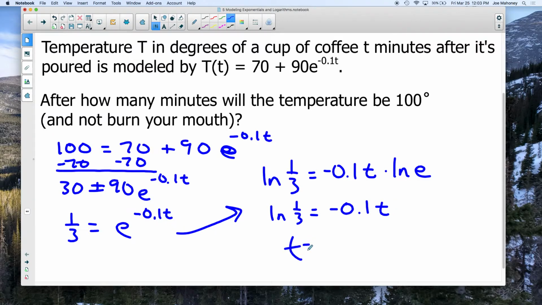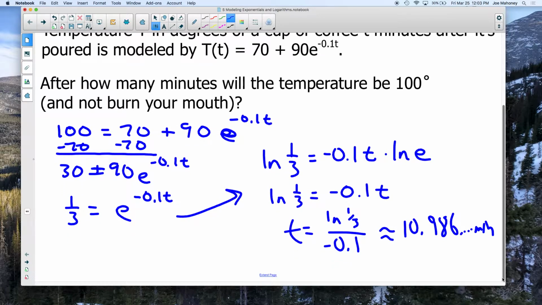So that means our value of t is going to be whatever the natural log of 1/3 is, divided by negative 0.01. And I think if we go to our calculator and hit that, we're going to get about 10.986 minutes. And if you remember when we did this graphically, an answer of 11 minutes seemed to be pretty good. And we got 11 minutes again, so it seems like we're on the right track. Pretty neat.